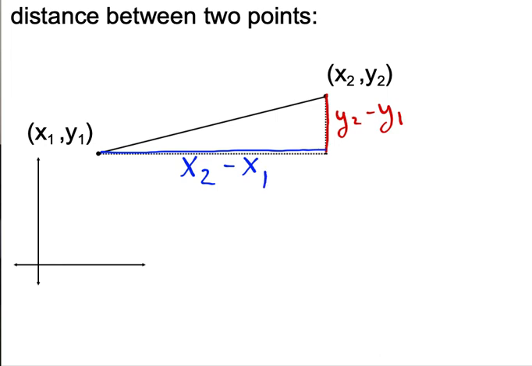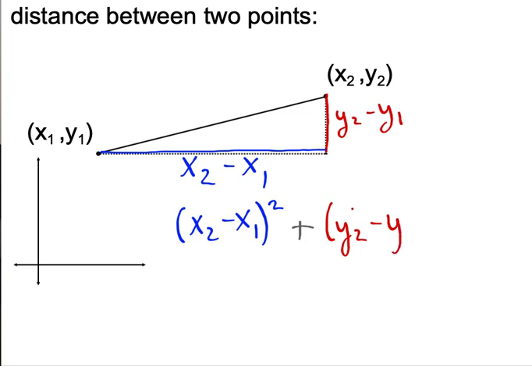Now we can set this up using the Pythagorean theorem, that x2 minus x1, which will be the length of that side, squared, plus y2 minus y1 squared will end up equaling our distance squared if we use d for distance.